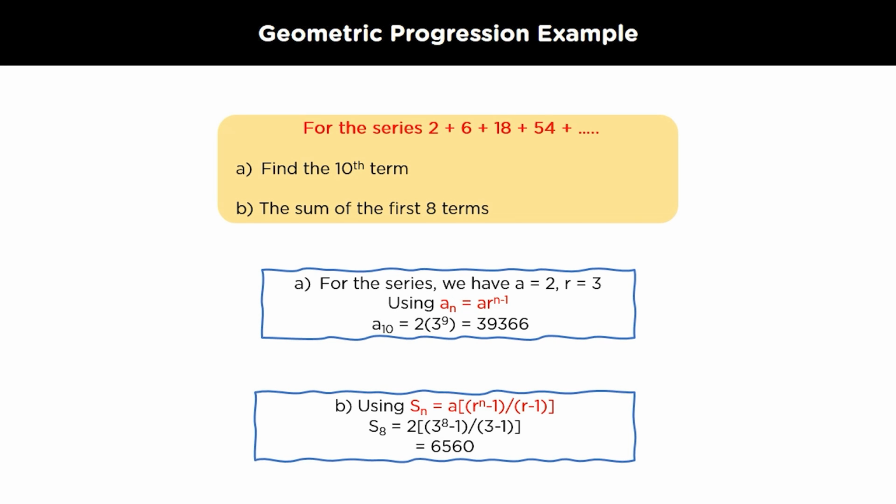Now, to find the sum of the 8 terms of the series, we'll use the sum formula, which was a (r^n - 1) / (r - 1). So, putting the above values in the formula where a was 2 and the common ratio was 3, we'll get the value to be 6560. So, the sum of the 8 terms of the series will be 6560.